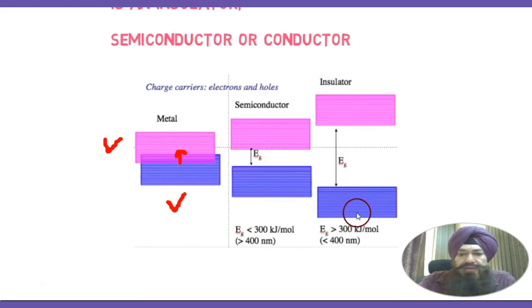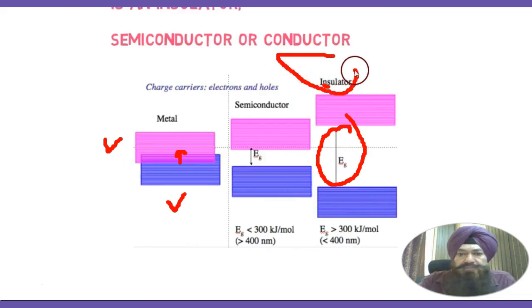In the case of an insulator, the energy gap is too much, and the electron cannot overcome it even by absorbing energy. So it is impossible for an insulator to conduct. But in a semiconductor, the energy gap is in between that of the conductor and the insulator. That means the energy gap is small, and the electron can overcome it easily.